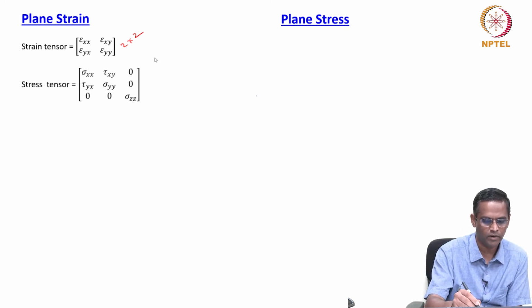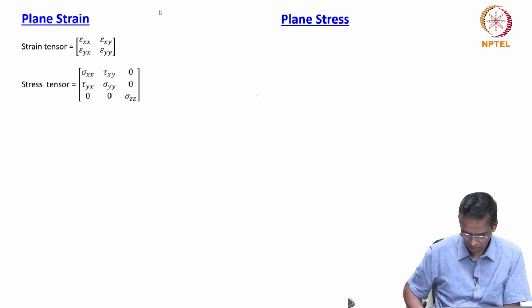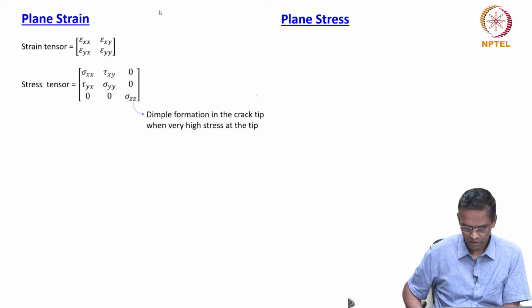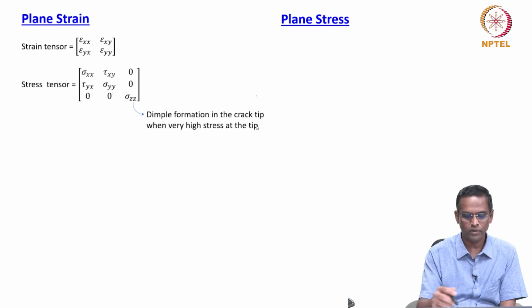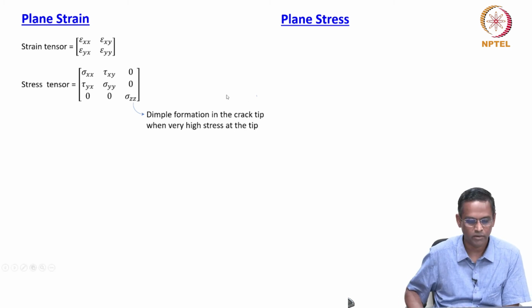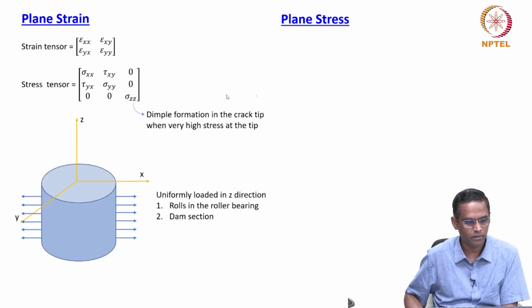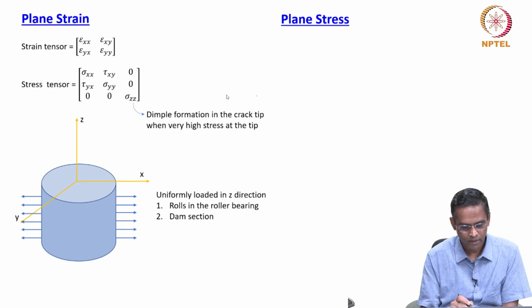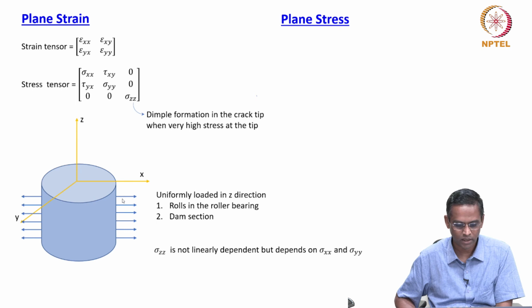We will see this when we discuss fracture mechanics concepts. There will be a dimple formation at a crack tip when very high stress is at the crack tip. I will show some practical examples when we discuss that subject. So this is a schematic for plane strain, and real-time examples are rolls in roller bearings and dam sections. They are all considered to be a plane strain condition.